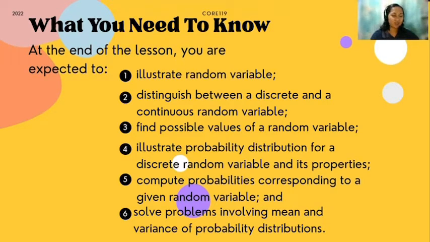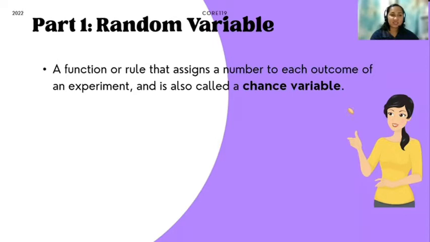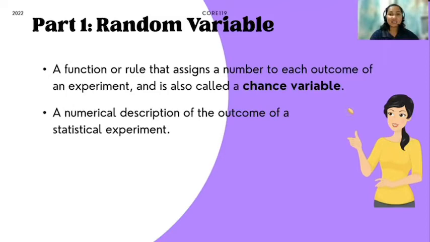This quantification is achieved through the notion of random variable. So part 1 of this video is about random variable. Let's define random variable. It is a function or rule that assigns a number to each outcome of an experiment, and it is also called a chance variable. Another definition: it is a numerical description of the outcome of a statistical experiment.